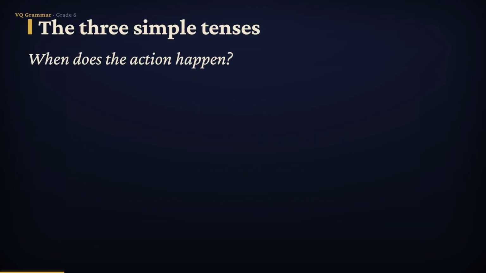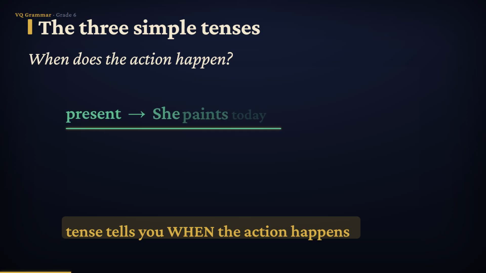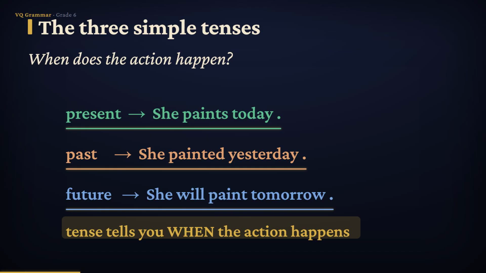Now let's talk about time. A verb's tense tells you when the action happens. There are 3 simple tenses. Present tense is happening now. She paints today. Past tense already happened. She painted yesterday. And future tense hasn't happened yet. She will paint tomorrow. Notice how the little words help. Yesterday points to the past. Tomorrow points to the future. To make the future, we just add the helper will in front of the base form. When you know the time, you know the tense.